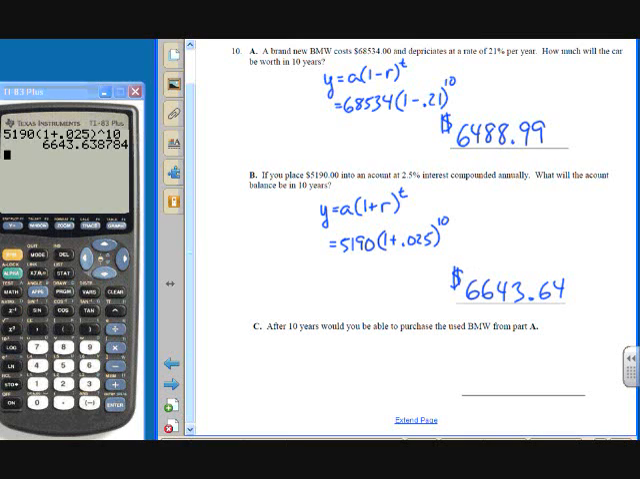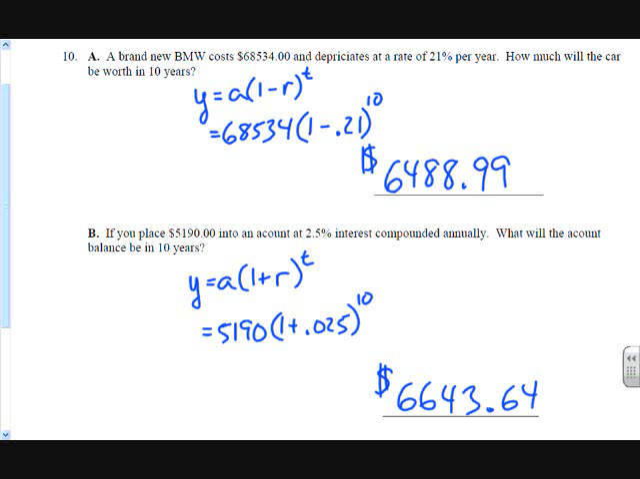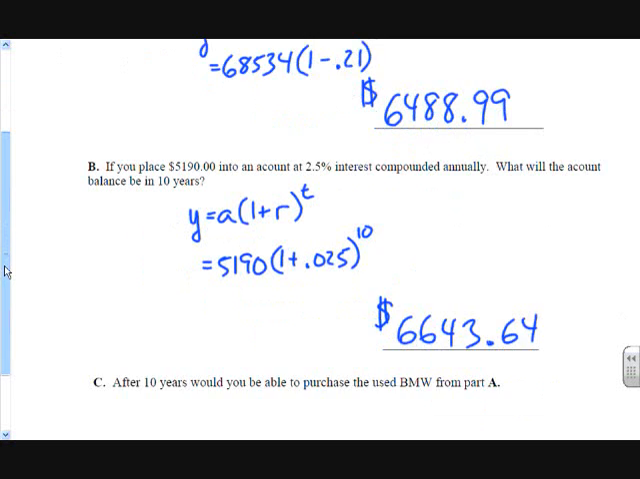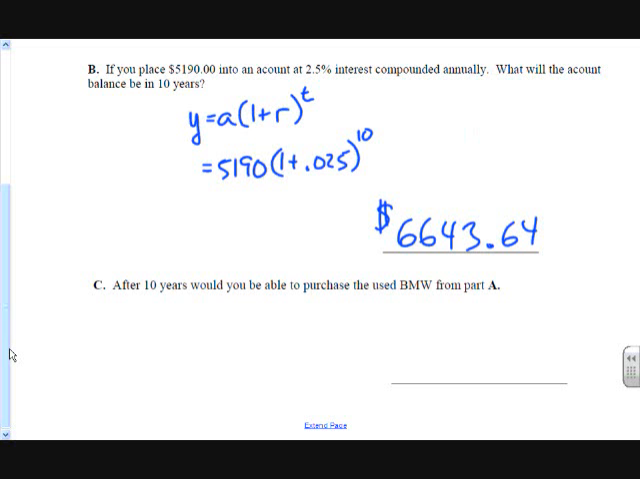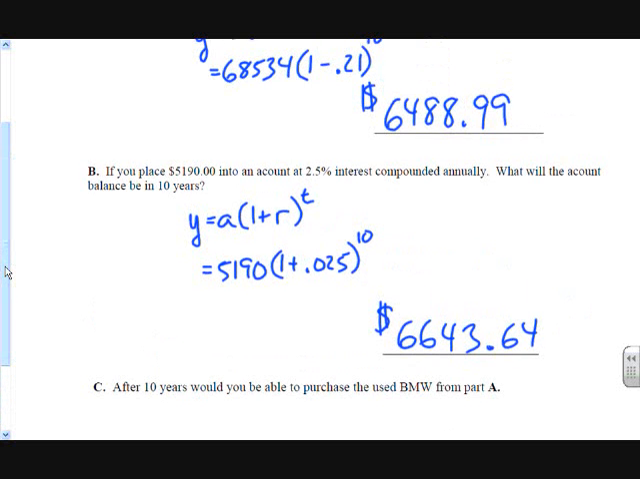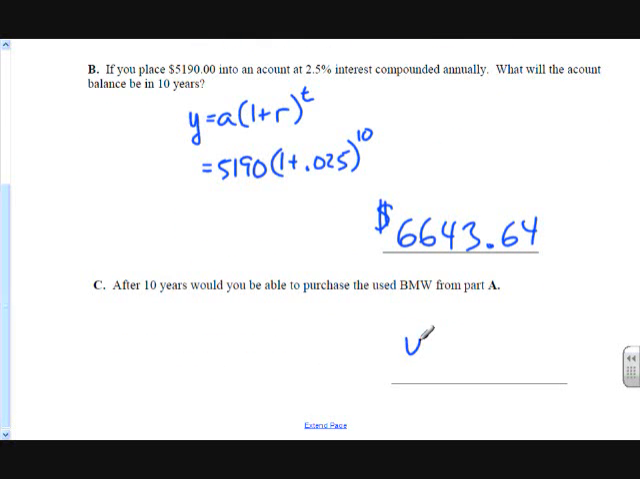Okay. And then the last thing this asked me is after 10 years, would you be able to purchase the BMW from Part A? We'll compare the amounts. It's depreciated to $6,488.99, sorry. And I have $6,643.64 in the account. So yeah, I will be able to purchase this. So the answer to this last question is yes. Okay, I've got more in the account than the car is worth.